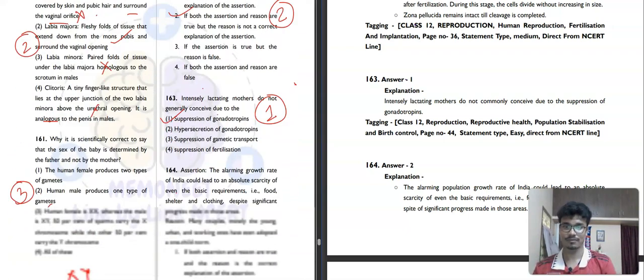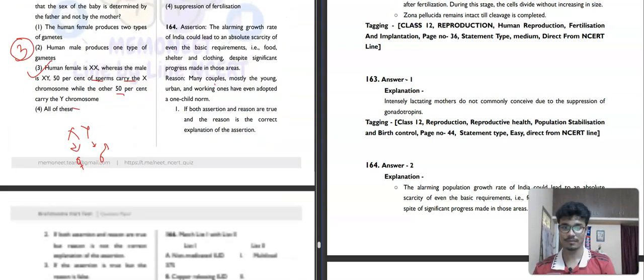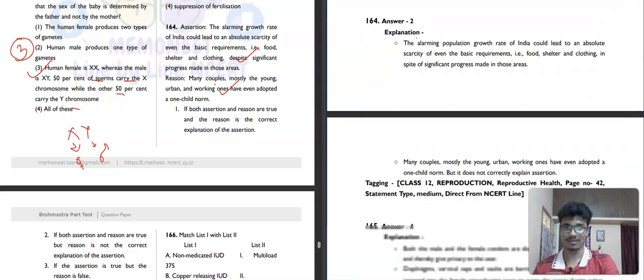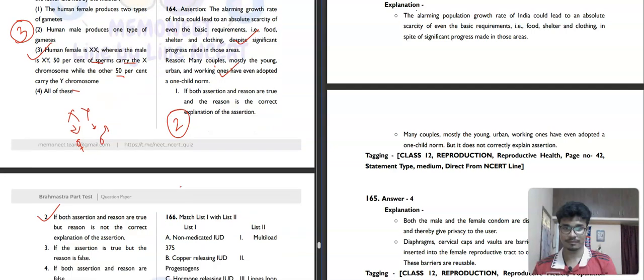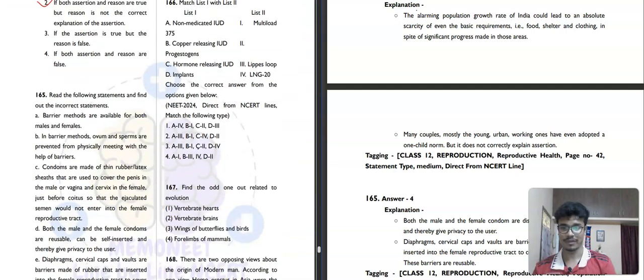Question number 164. The assertion: the alarming growth rate of India could lead to an absolute scarcity of even the basic requirements of food, shelter, and clothing, despite significant progress made in those areas. Correct. The reason: many couples, mostly the young, urban and working ones, have adopted the one child norm. It's also correct, but it does not explain the assertion. So both are correct, but the reason is not explaining the assertion. Second option is our correct answer. Moving to the next question, question number 165.